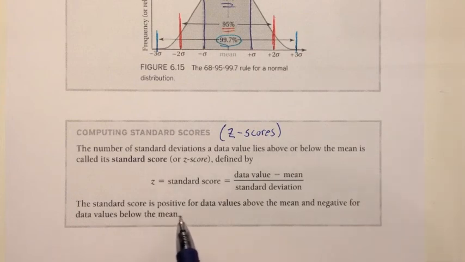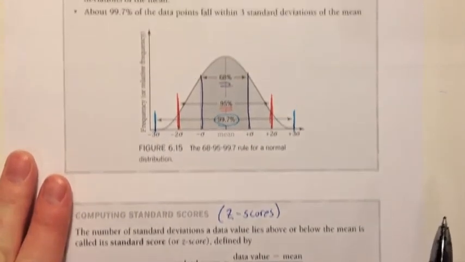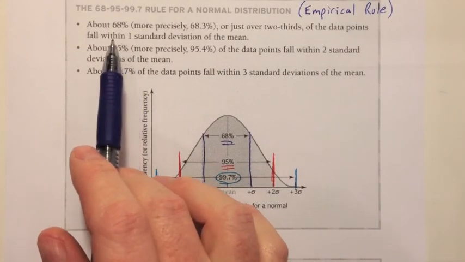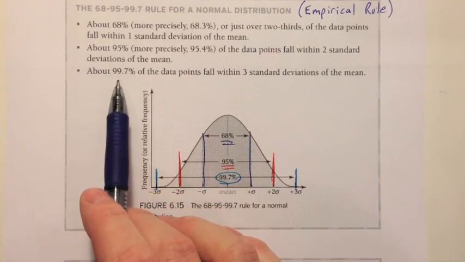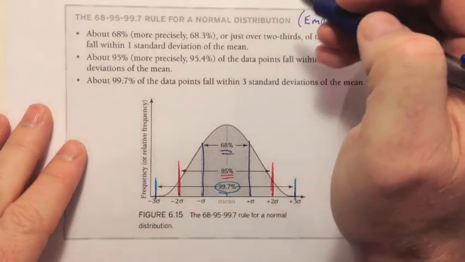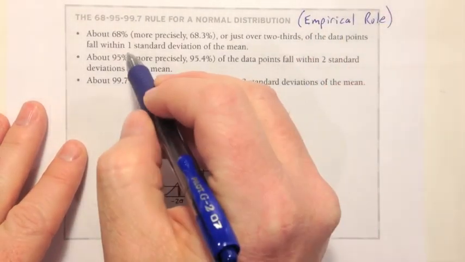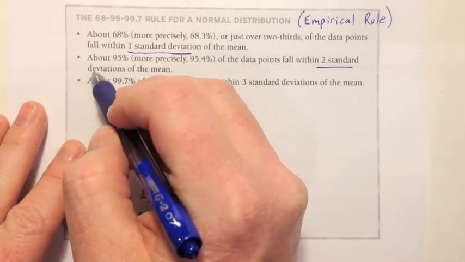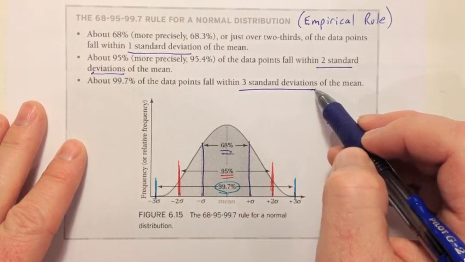The standard score ends up being positive for data values that are above the mean and negative for data values below the mean. So when you compute a z-score, you know how many standard deviations away from the mean you are, and you also know in which direction. And again, that's going to be somewhat important for us, because if you want to talk about the 68, 95, 99.7 rule, it's making a reference to how many standard deviations away from the mean you are. Is it one standard deviation? Is it two standard deviations? Is it three standard deviations?